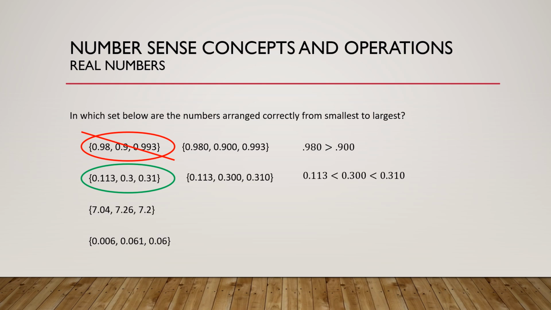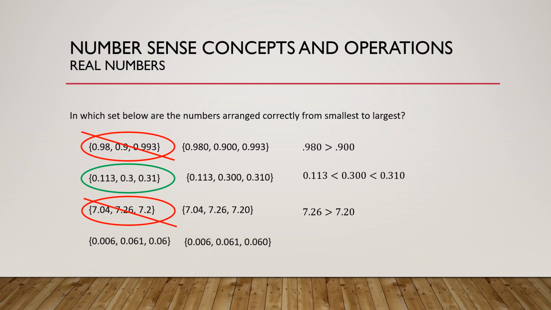In the third set, we add zeros until each number has 2 places to the right of the decimal. When we do this, we see that 7.26 is greater than 7.2, so this set is not arranged from smallest to largest. In the fourth set, we add zeros until each number has 3 places to the right of the decimal. Now we can see that 0.061 is greater than 0.060, so this one is not arranged from smallest to largest.